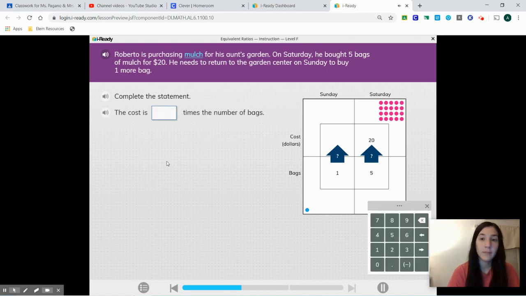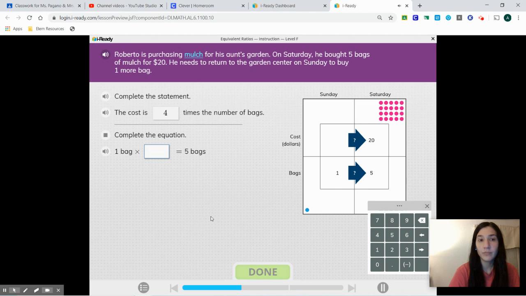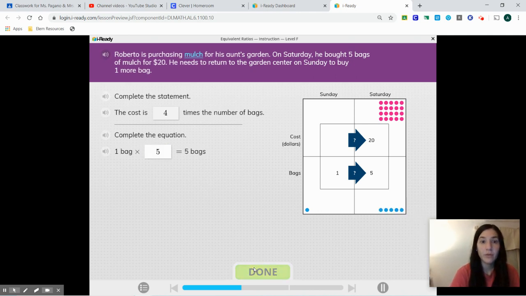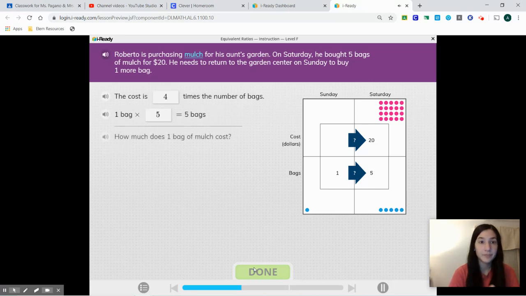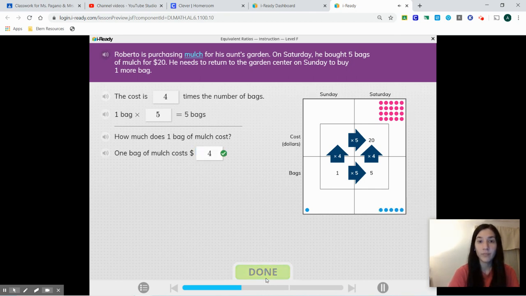Complete the statement. Okay, so 5 times 4 would give us 20. 1 times 4 would give us 4, so the cost is 4 times the number of bags. Complete the equation. Okay, now we know 1 times 5 will give us 5, and 4 times 5 will give us 20. So 1 bag times 5 will give us the number of bags. And how much does one bag of mulch cost? $4, we already said. Way to go! Yay!